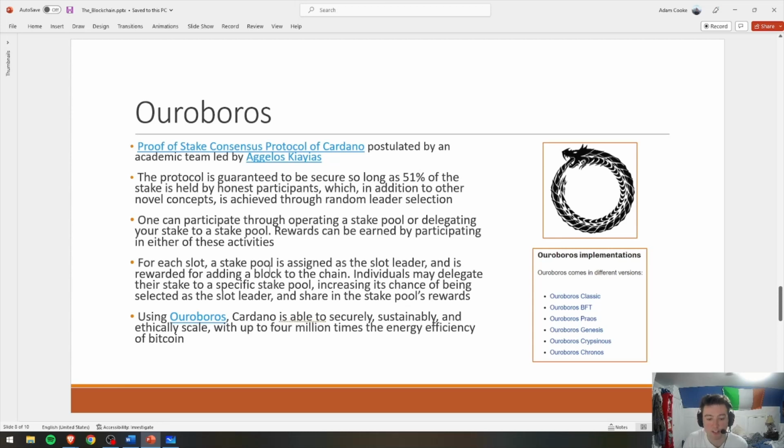So for each slot, a stake pool is assigned as a slot leader. Not necessarily each slot, but for slots, stake pools are assigned as a slot leader and are rewarded for adding a block to the chain. Individuals may delegate their stake to a specific stake pool, increasing its chance of being selected as a slot leader and share in the stake pool's rewards.